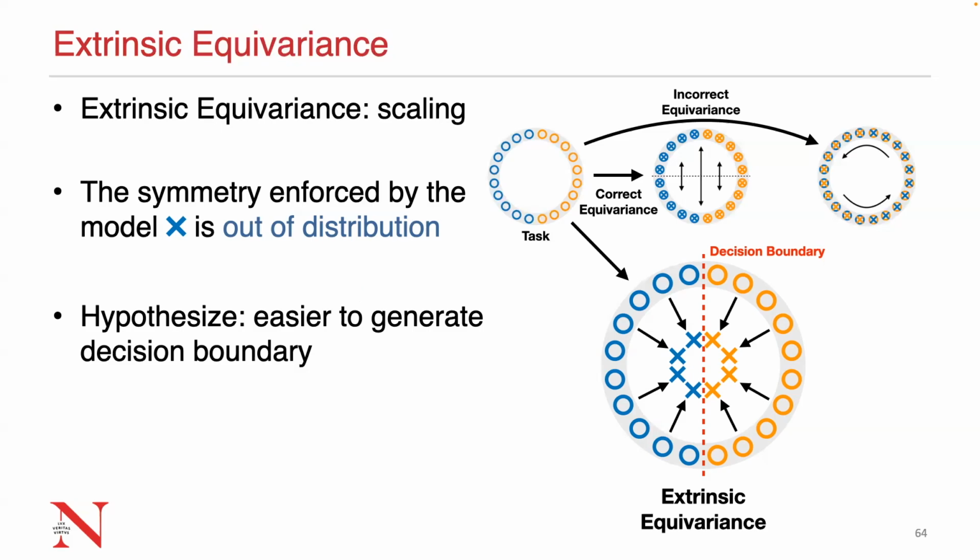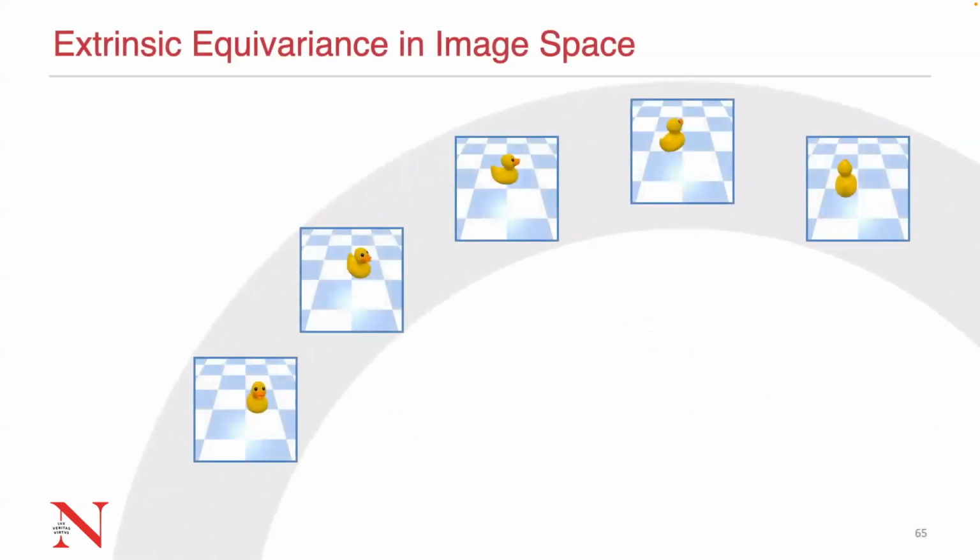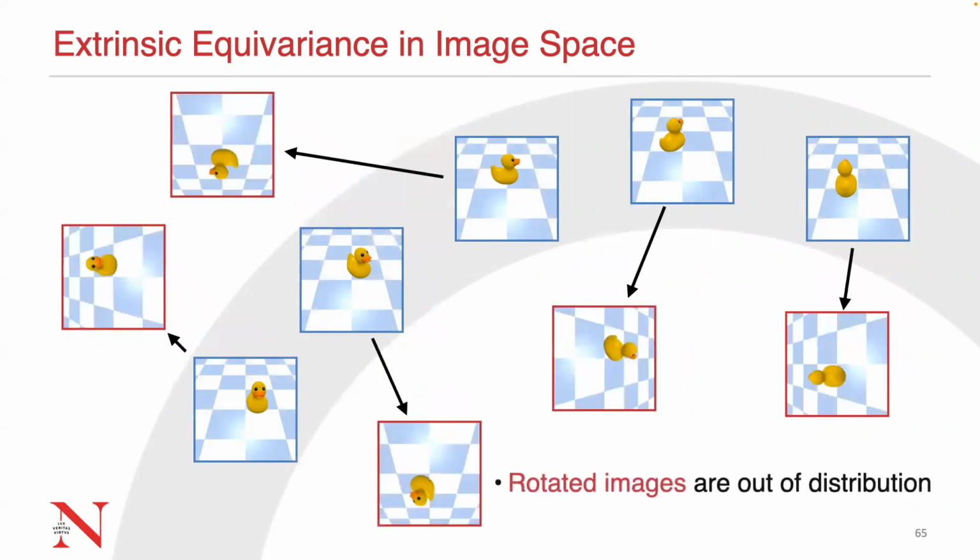So we call this extrinsic equivariance. If you look back to our image example, we have a side view image, and there's some object in the image. All of the object rotations will be in distribution, in the gray region. But if we rotate the images, they are going to be out of distribution, because we will never see the rotated images during training or testing. So if we use a rotational equivariant network to process those side view images, we will have extrinsic equivariance.